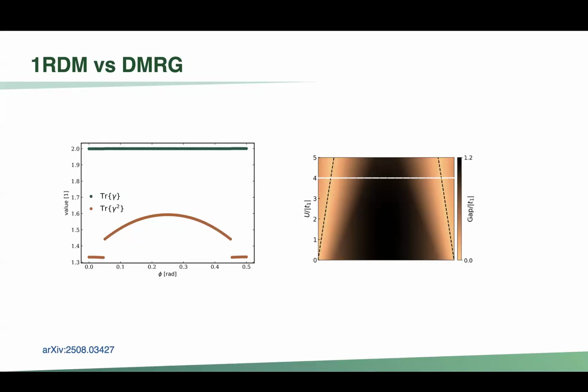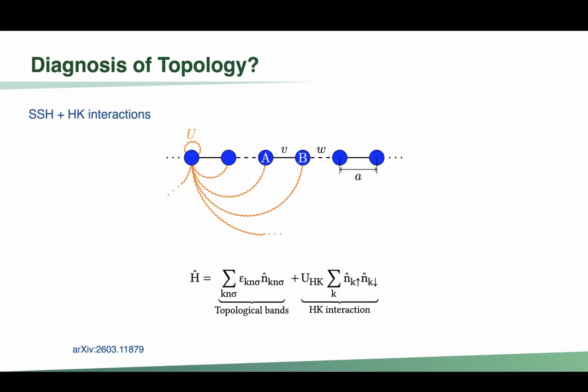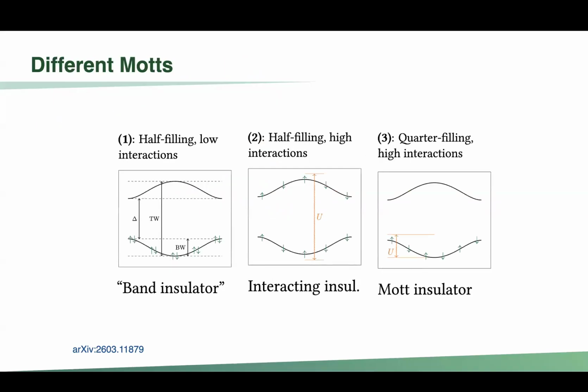All right. So in principle, this method can work to at least classify different mode insulators. So can we use this occupancy that the one-body reduced matrix gives us to diagnose topology? Well, let's see. And for that, we are using the SSH model plus Hatsugai-Kohmoto interactions without breaking time reversal symmetry and with two different hoppings. So here we will have the topological bands and here the Hatsugai-Kohmoto interactions.